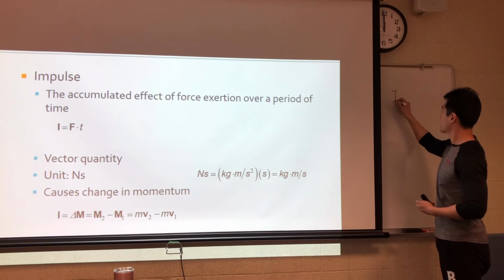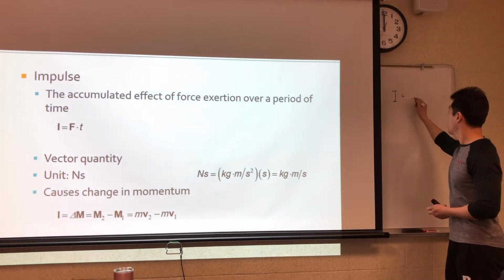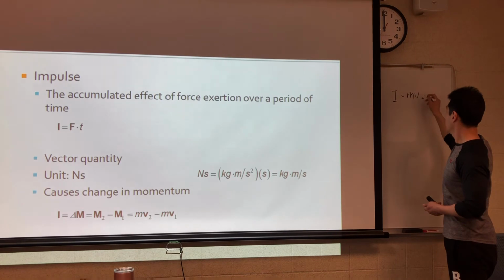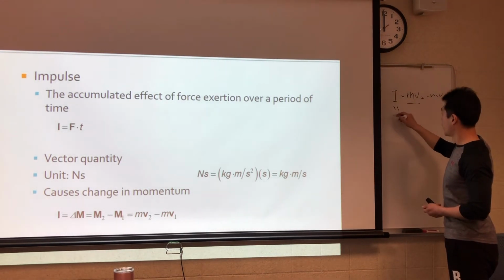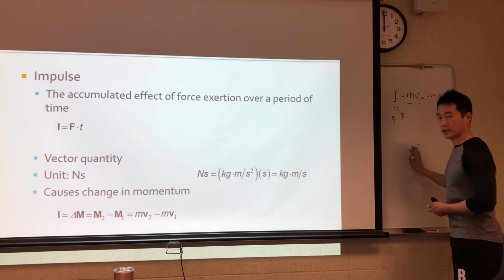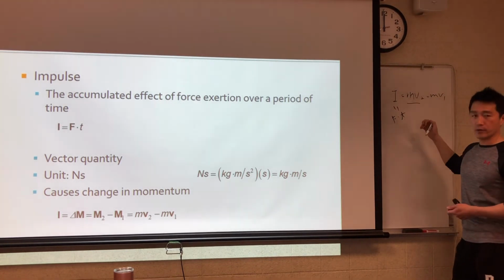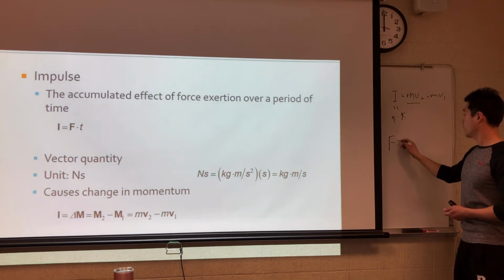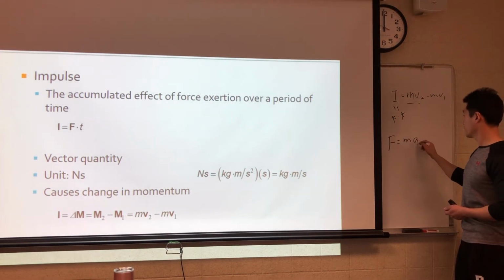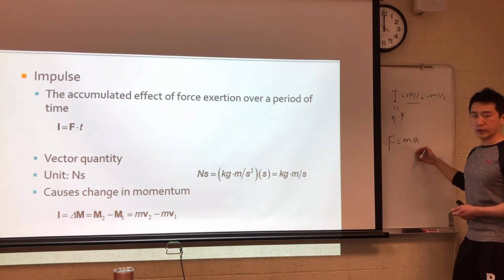Impulse causes change in momentum, right? Final momentum minus initial momentum. And impulse is actually F times t. Let me show you how you can derive this relationship. It can come from the second law of motion, right?